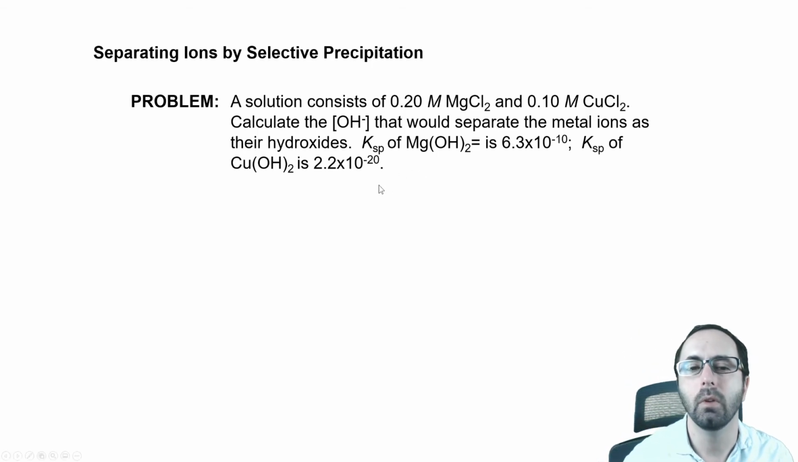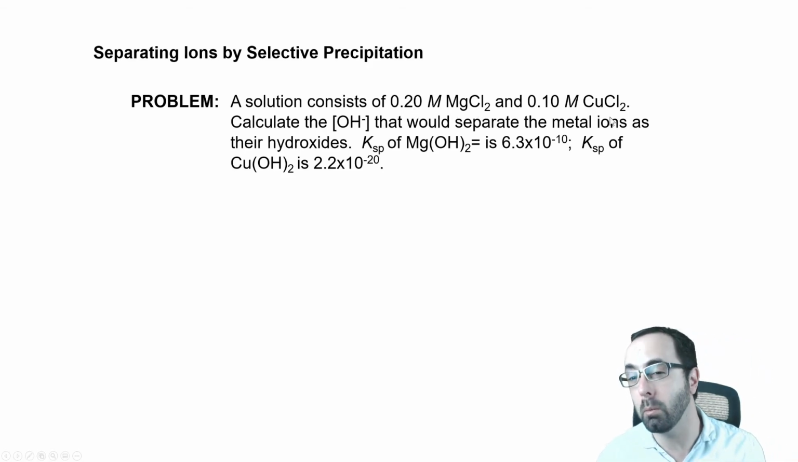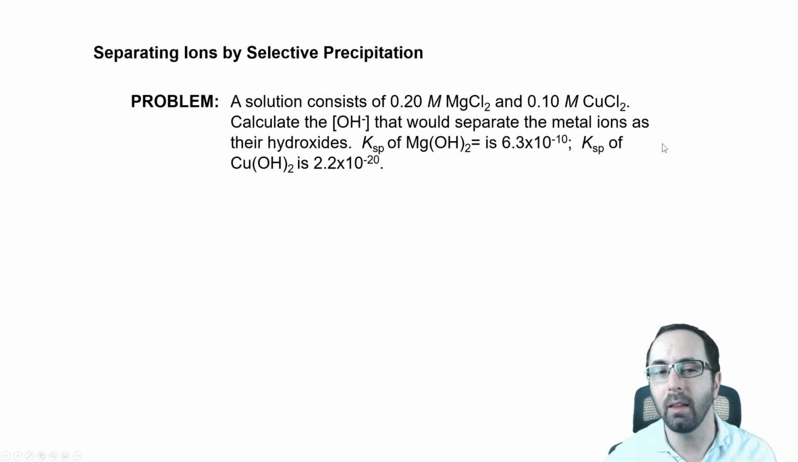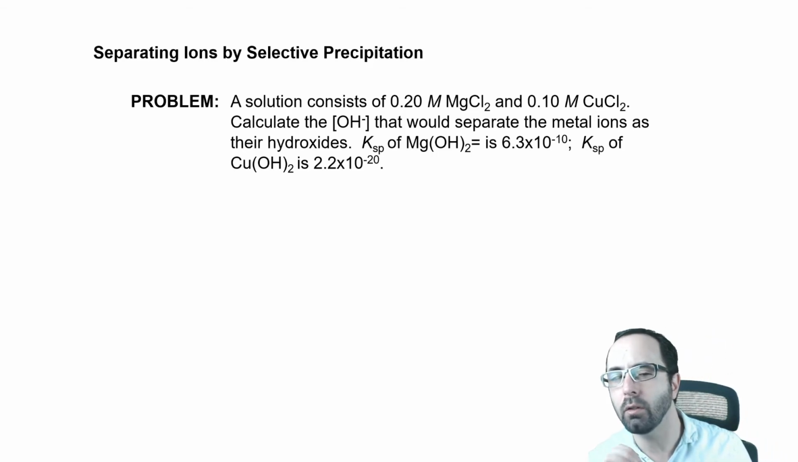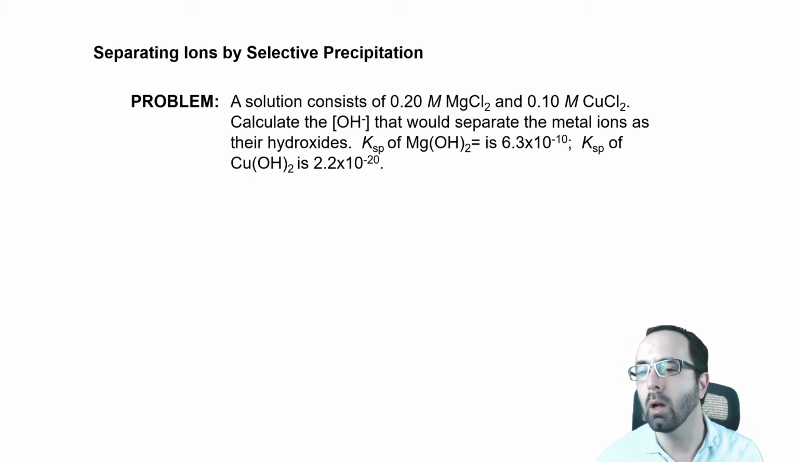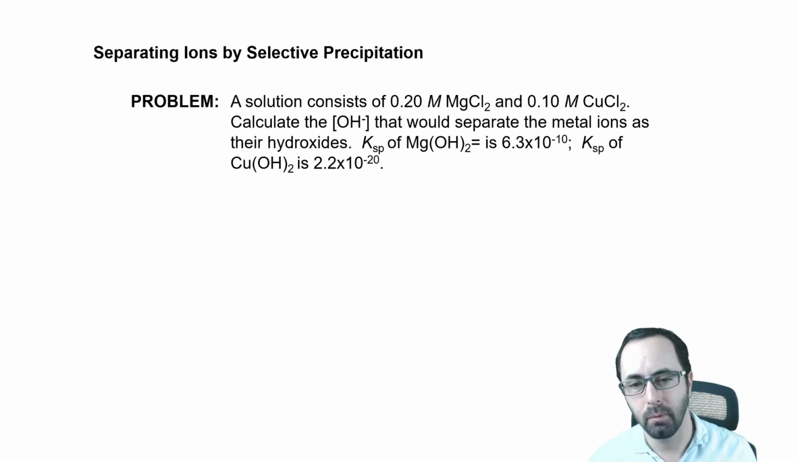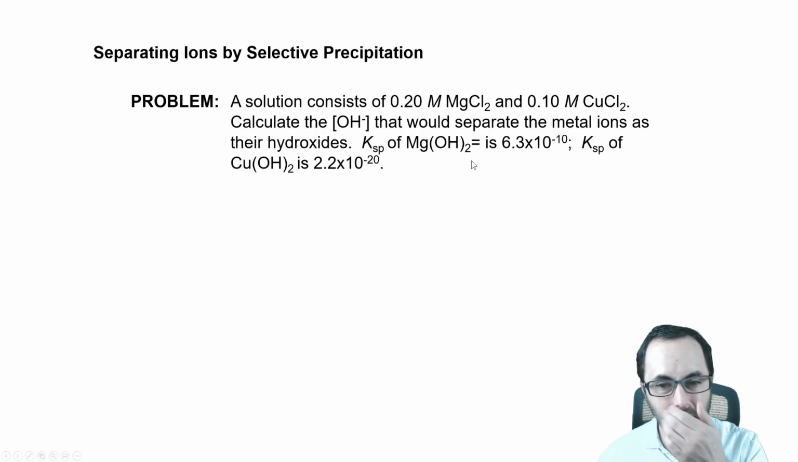So here we have a solution that consists of 0.2 molar magnesium chloride and 0.1 molar copper 2 chloride. And we're going to make the insoluble hydroxides by adding hydroxide. But we want to add just enough hydroxide so that one of the ions will precipitate out, while the other one is barely precipitating out. And you can see there's a big difference in the solubility between magnesium hydroxide and copper 2 hydroxide. The magnesium hydroxide is significantly more soluble.